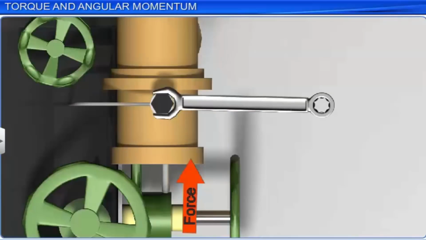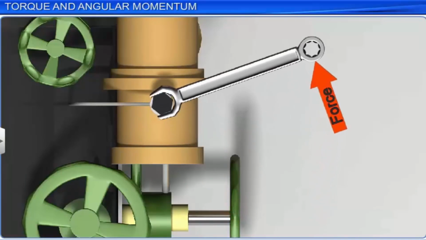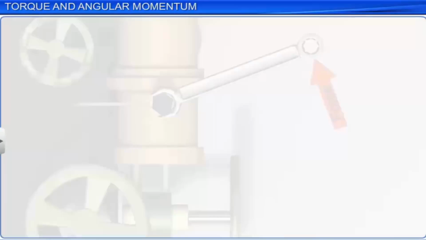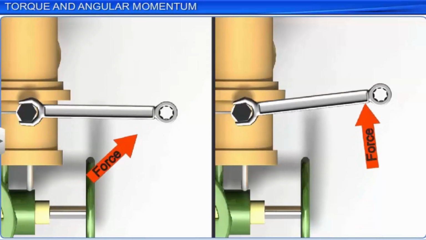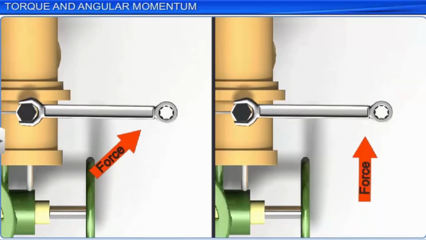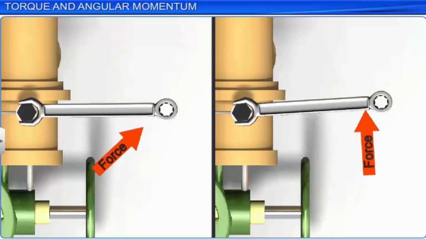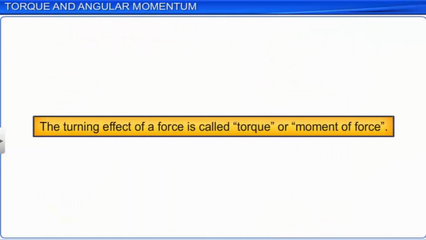Now, consider a wrench used to loosen a bolt. Compare the turning effect of the force when it is applied at different points from the point of rotation. The turning effect of the force is more when it is applied at a farther distance. Compare the turning effect of the force when it is applied at different angles. The turning effect is maximum if the force applied is perpendicular. The turning effect of a force is called torque or moment of force.